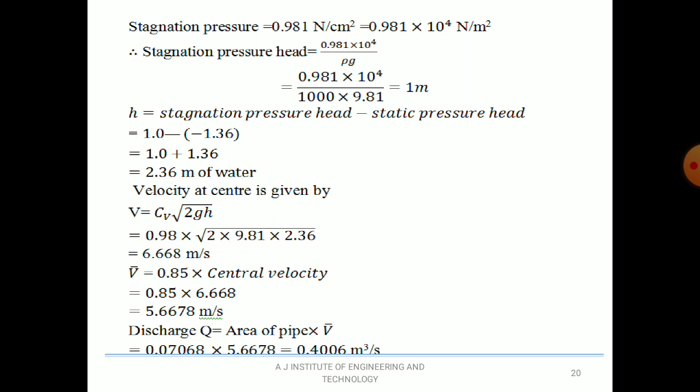These problems are very important from an examination point of view. Just concentrate on these problems.